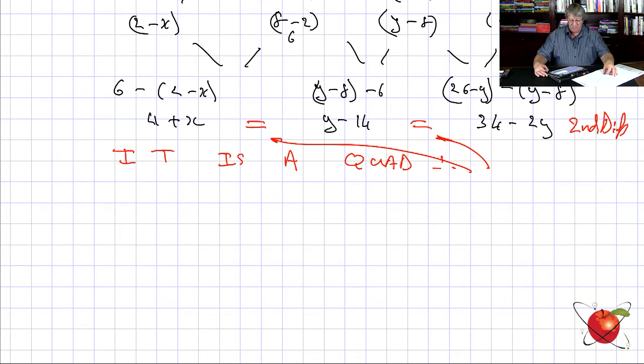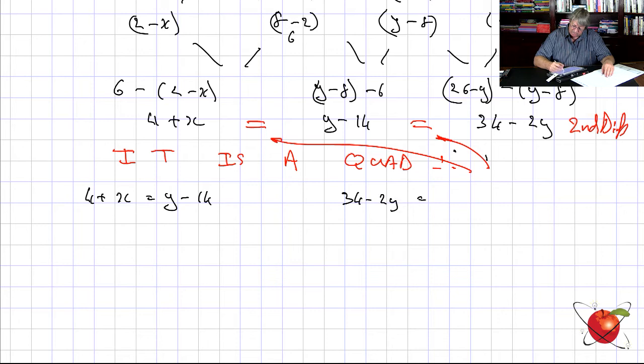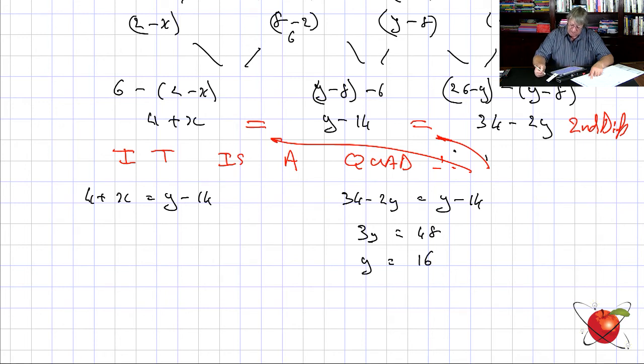We've got one more after this. So I now solve it. I put them equal. I say, right, therefore 4 plus x equals y minus 14. And on the opposite side, I put 34 minus 2y equals y minus 14. Hang on, I can solve that. That's going to be 3y equal to 48. Correct? And then I'm going to say that y is equal to 16.